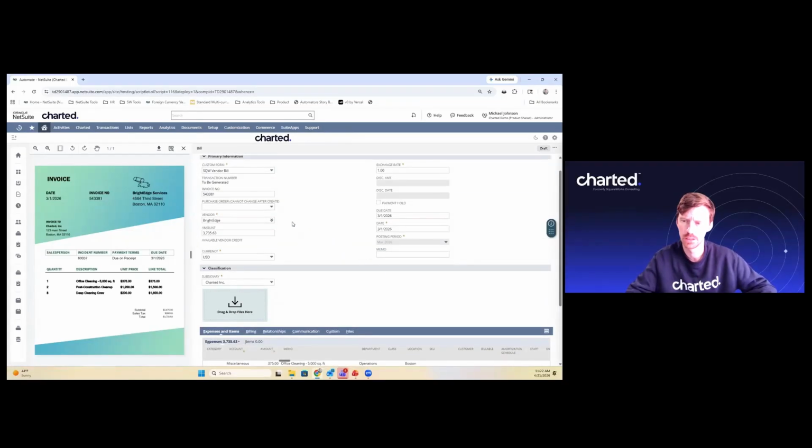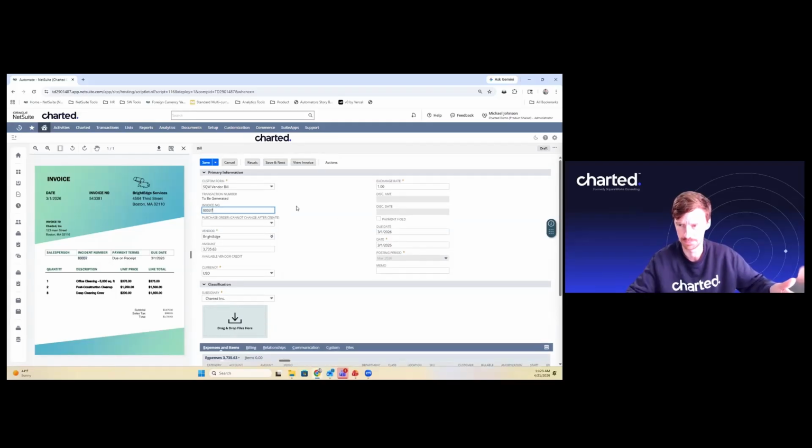The next level of learning, though, that I did mention is the ability to learn from user changes. So let's say in this example, maybe this isn't something you really want to do, but just to highlight the point, let's say I wanted to capture this incident number as the invoice number, or as the unique identifier inside of NetSuite. So I could easily just change this invoice number right here and say, hey, the invoice number should be 80037. And I'm going to go ahead and save this bill.